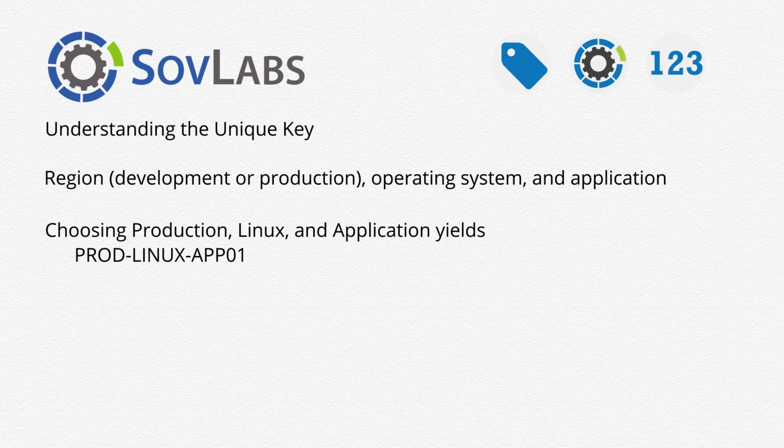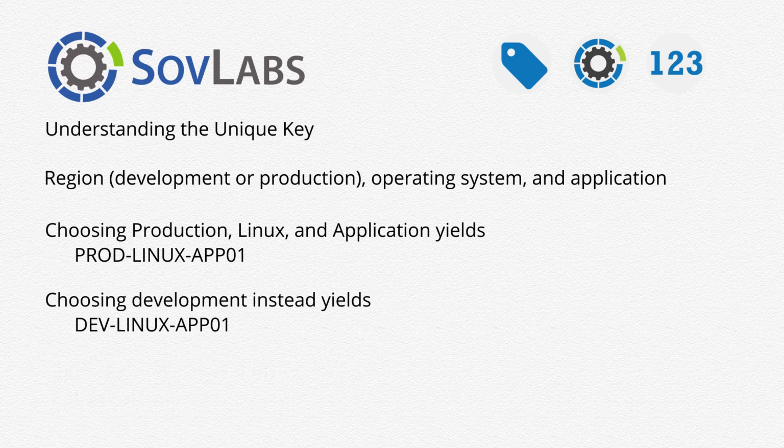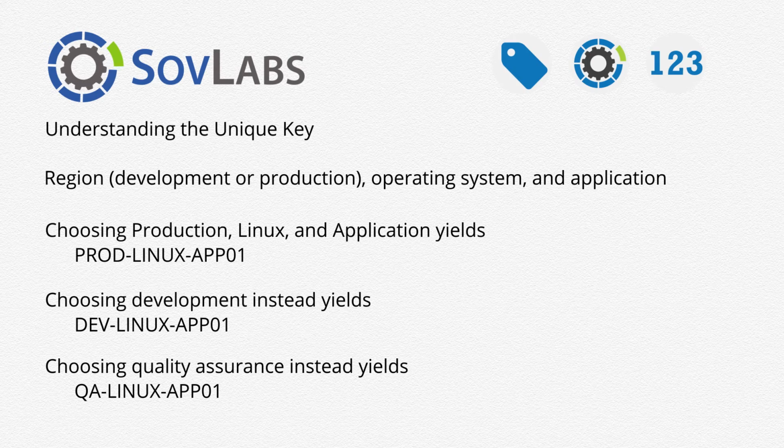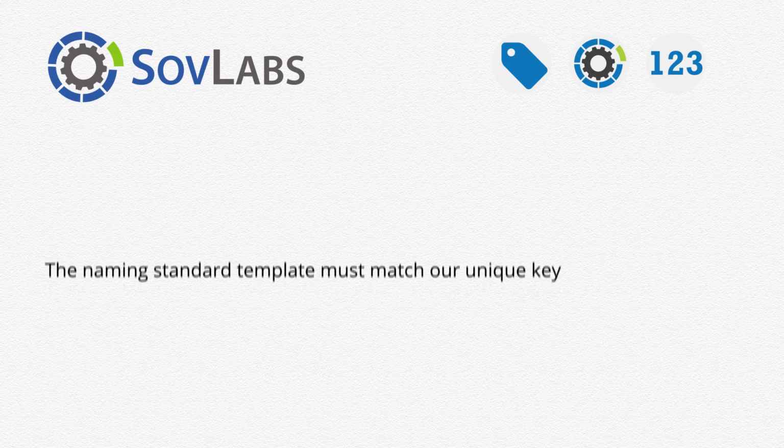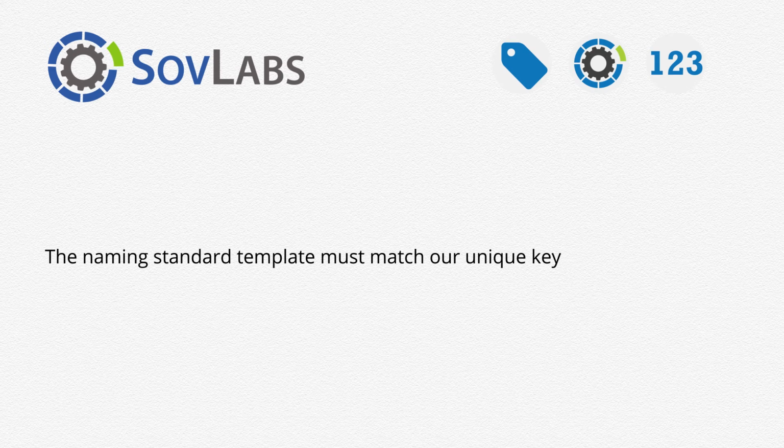prod-linux-app01. If you present the user with a choice on region at provisioning and they pick development, using our unique key, the resulting hostname would be dev-linux-app01. If they used quality assurance as the region, then the hostname would be qa-linux-app01. For this to work as described, our naming standard template must match our unique key so that individual unique combinations of dynamic data and corresponding sequences are stored in the sequence data section and can be individually edited.